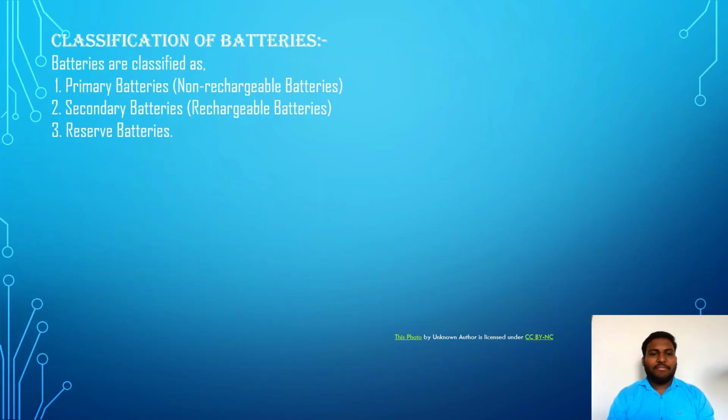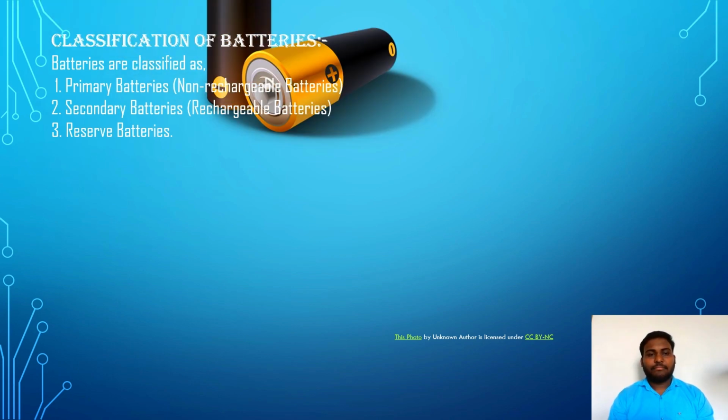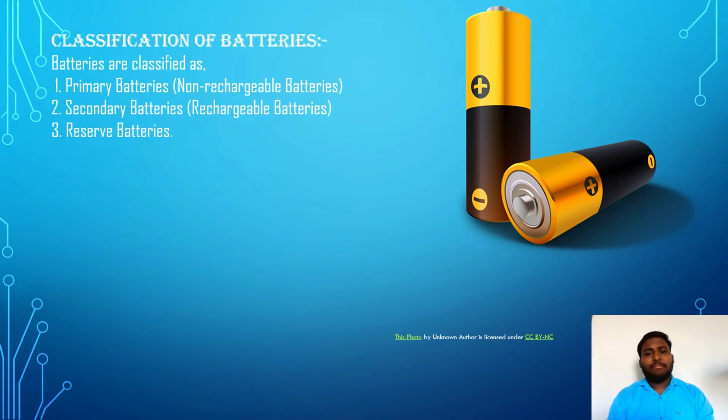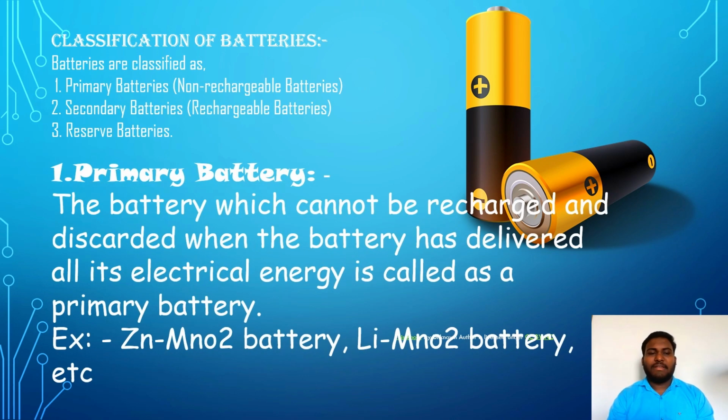Going further, coming to the classification of batteries. Batteries are classified as primary batteries, which are non-rechargeable, secondary batteries, which are rechargeable, and reserve batteries. Here we can see a primary battery. Let's know about the primary battery. The batteries which cannot be recharged and are discarded when the battery has delivered all its electrical energy are called primary batteries. Example: Zn-MnO2 battery and lithium MnO2 battery, etc.